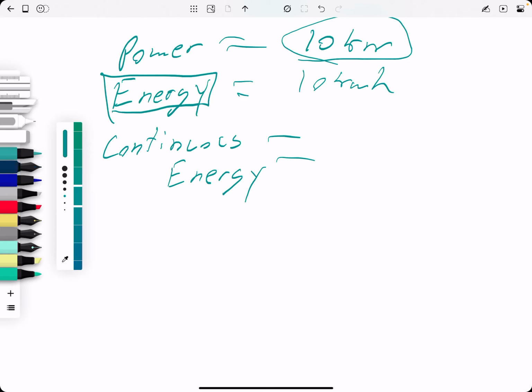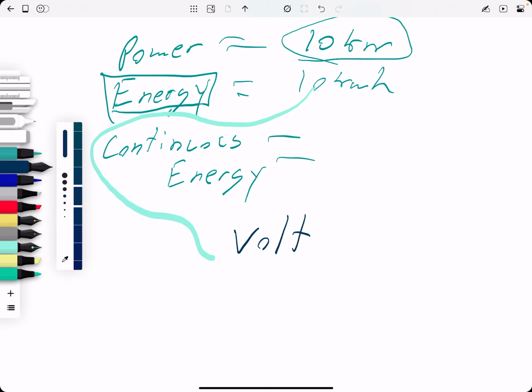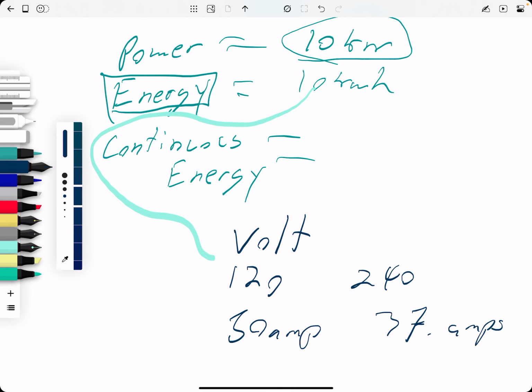Because there are so many factors that play into it, you actually have to figure out the voltage. Do you care about that? No, this is more technical terms. But 120 or 240 volts. If it's 120, you get like 50 amps of power. At 240, it's like 37 point something amps. Okay. What does this mean?